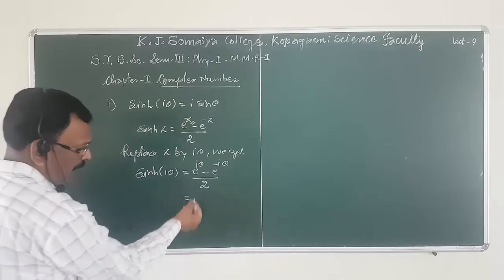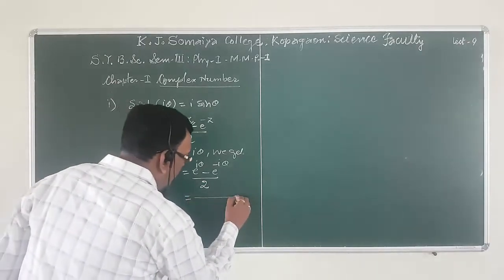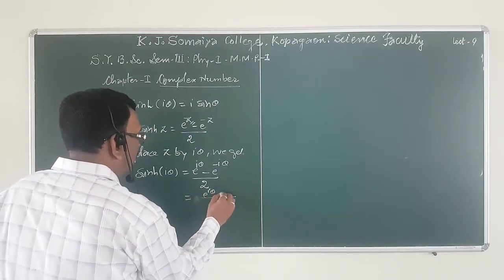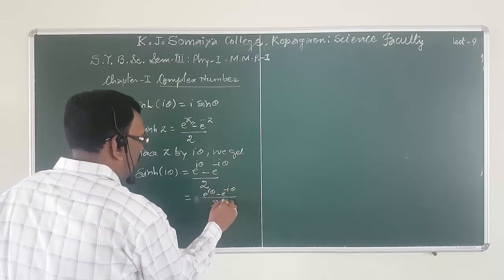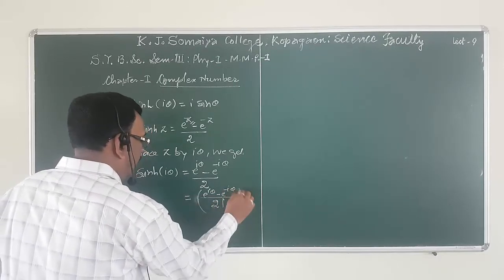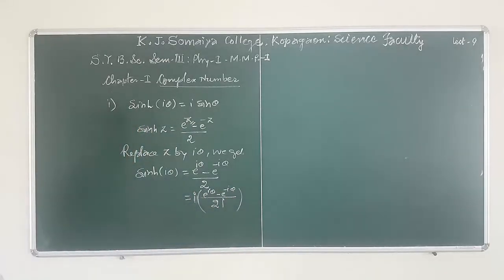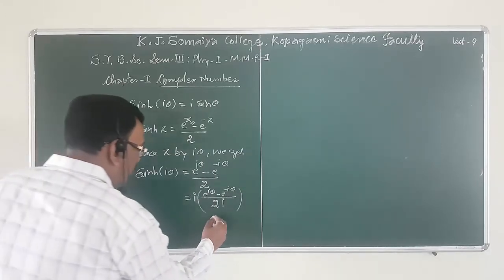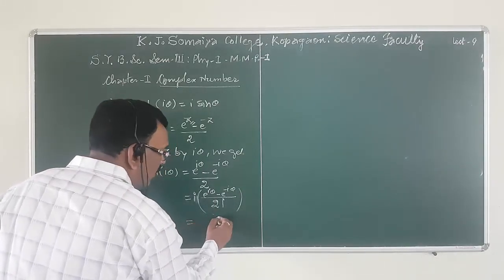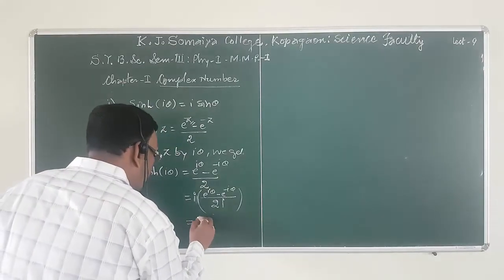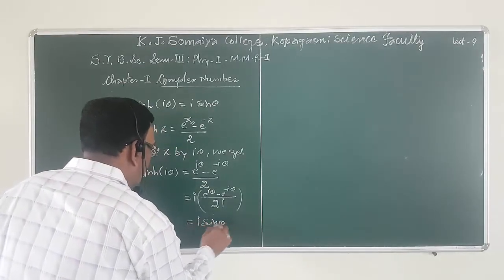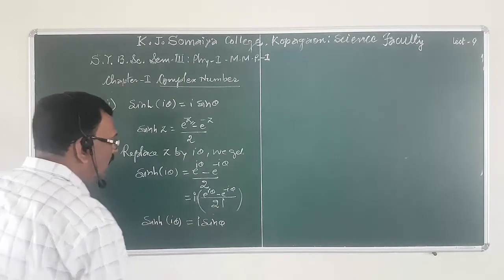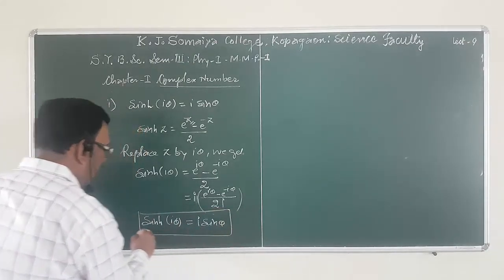Now, here we will make a small arrangement, that is (e raised to i theta minus e raised to minus i theta) upon 2, divided by i and multiplied by i. After multiplying and dividing by i, this equation remains unchanged. But what is this? This is the value of sin theta. That means i times sin theta, and we have sinh i theta is equal to i sin theta. This is the first identity.